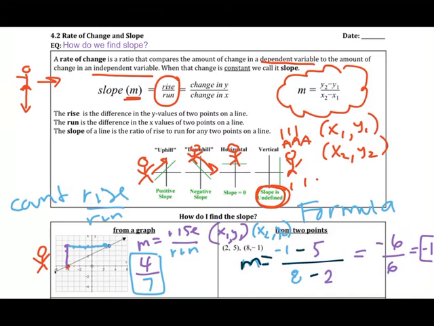So it doesn't matter which point you choose to be your first point or your second point. It does matter that you are consistent in using the same point as your first point and the same point as your second point. So let's practice this a little bit more.